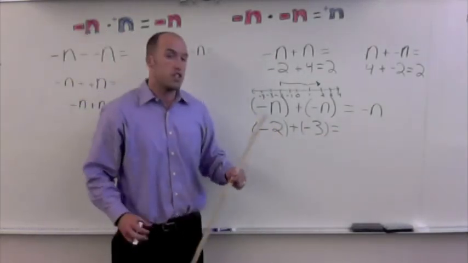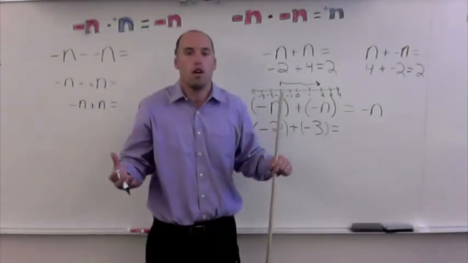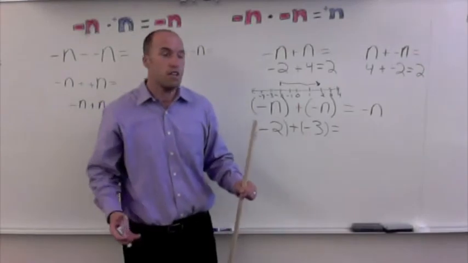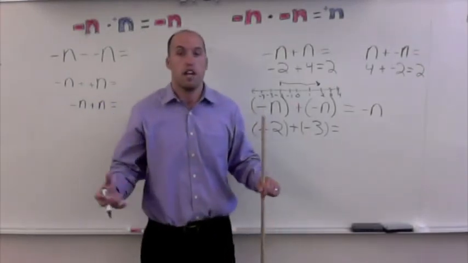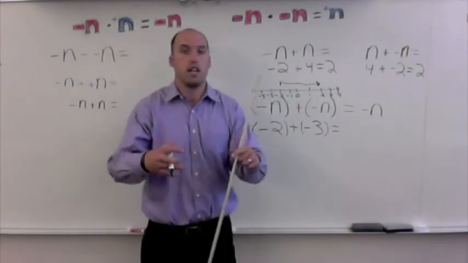You can think of addition as total as well. How much total amount of negative numbers do I have? We take negative 2 plus negative 3. That's negative 2 and bring along another negative 3, and that ends up being negative 5.